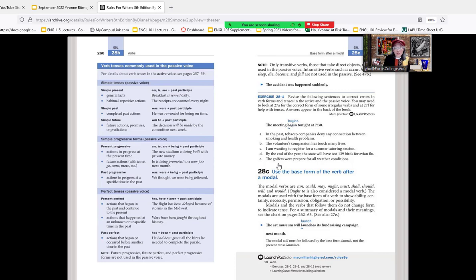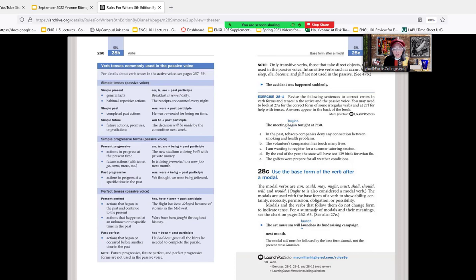So the modal, you use the base form of the verb after a modal. The modal verbs are can, could, may, might, must, shall, should, will, and would, and ought to. I didn't name all of them, but you get the idea. So the modals are used with the base form of a verb to show ability, certainty, necessity, permission, obligation, or possibility. In other words, doubt.